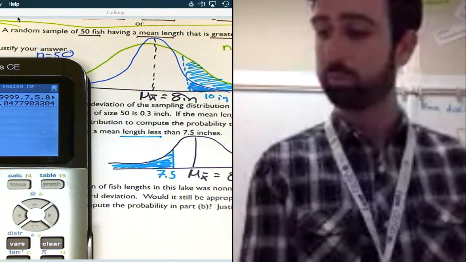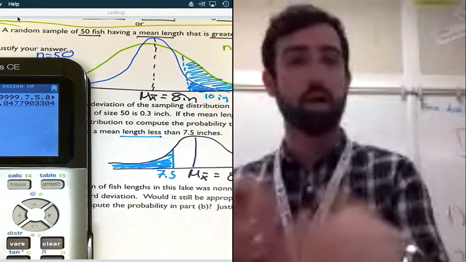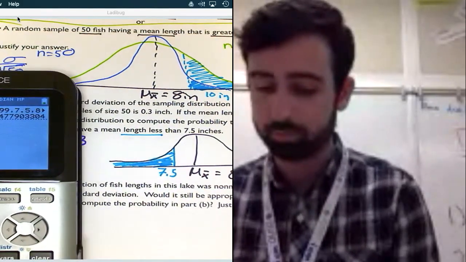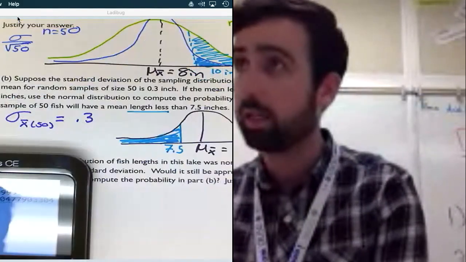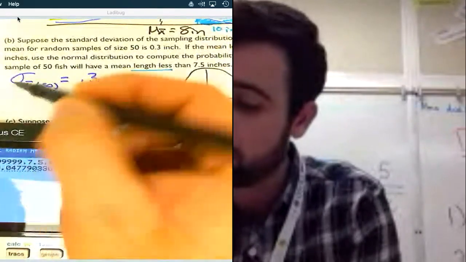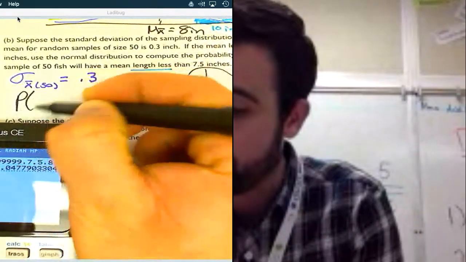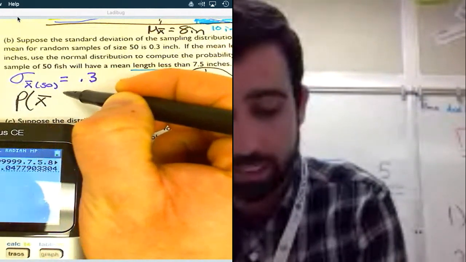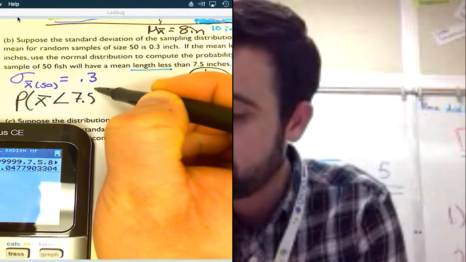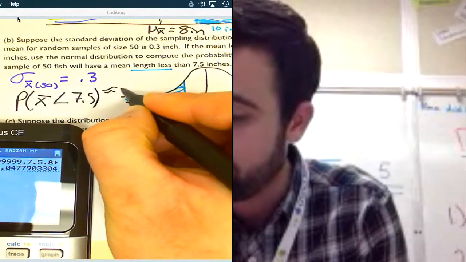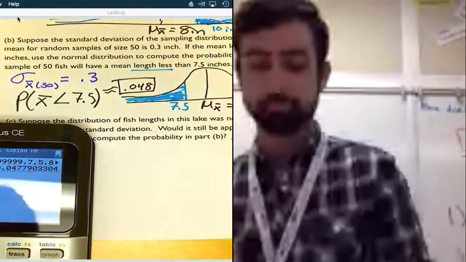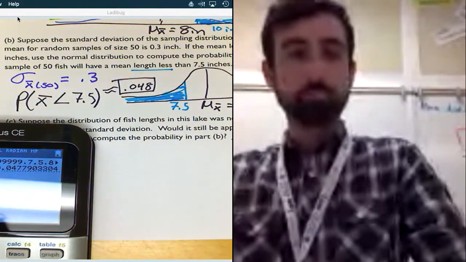So the probability, and this is where I would write it out. Let's do that. So the probability that my sample is less than 7.5 is going to be about 0.048.